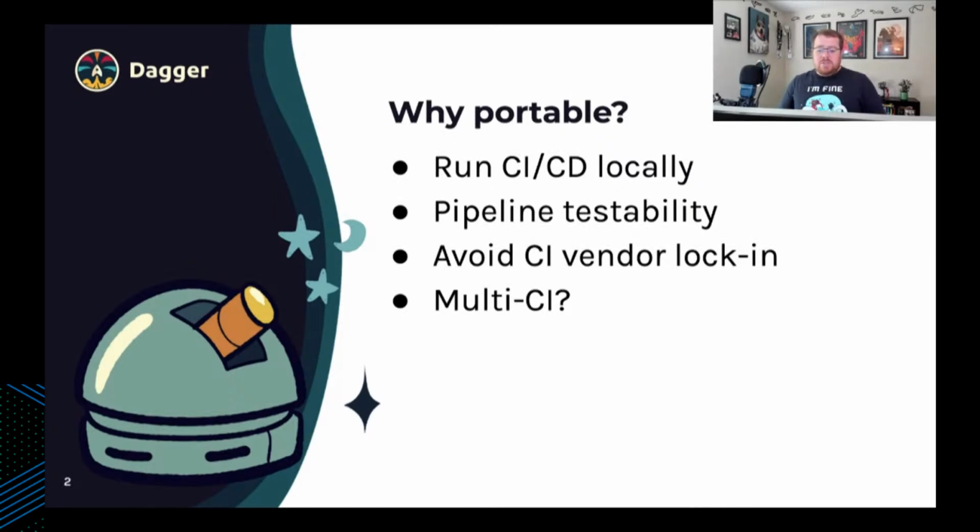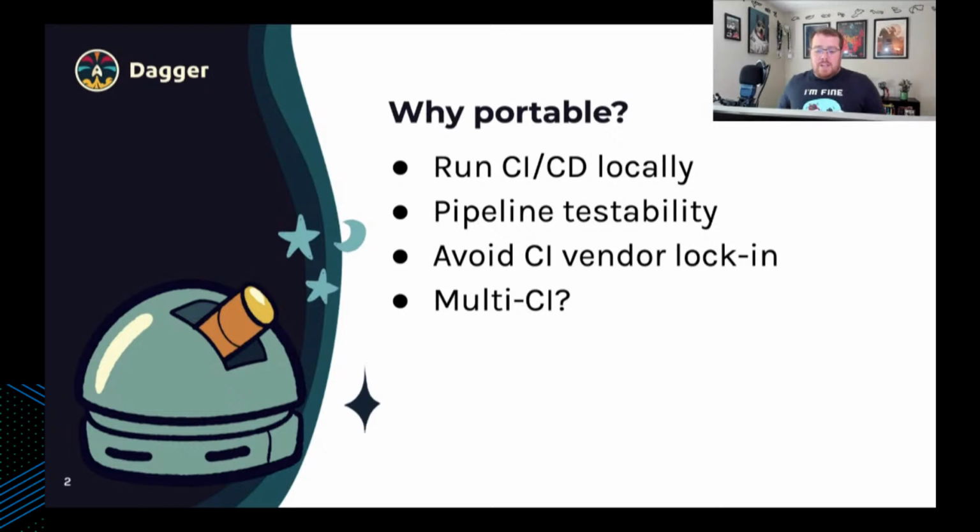Another big reason is to avoid CI vendor lock-in. When your pipeline is portable, where you can run it the same way on GitHub Actions and on Circle CI, then you're no longer locked in to a particular platform. So if you want to take advantage of one platform's features, or due to business requirements you're switching from one platform to another, with these pipelines you won't have to rebuild your entire CI/CD environment every time you switch vendors.